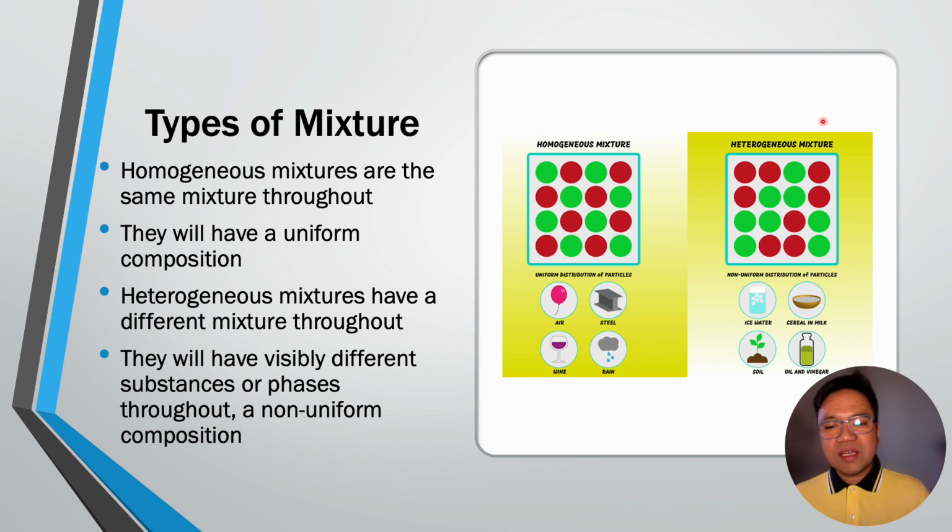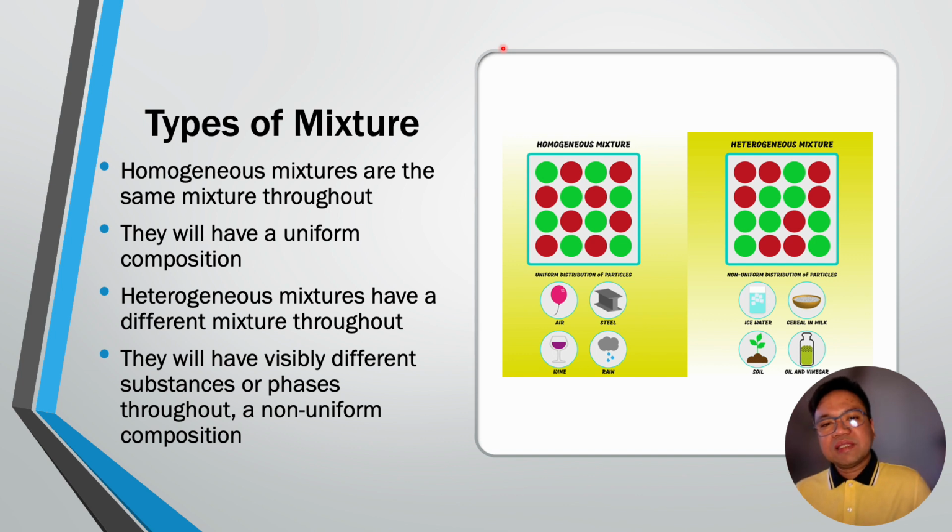Contrast that with heterogeneous mixtures, the variety packs of the chemical world. These mixtures flaunt their diversity, containing visibly different substances or phases. A bowl of cereal with milk, a rocky beach, or even the Earth's atmosphere are all examples. Each part of a heterogeneous mixture might give you a different taste, texture, or appearance, celebrating their non-uniform composition.